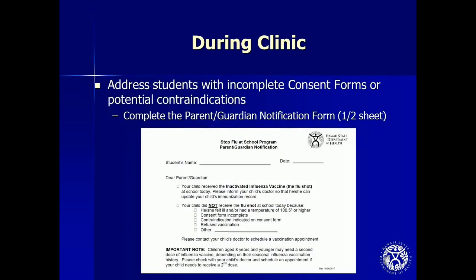Address students with incomplete consent forms or potential contraindications. You may need to complete the bottom portion of the parent-guardian notification half sheet. This form goes home with each student. If they are vaccinated, it is indicated. If they are not vaccinated, indicate the reason on the bottom half of the form.